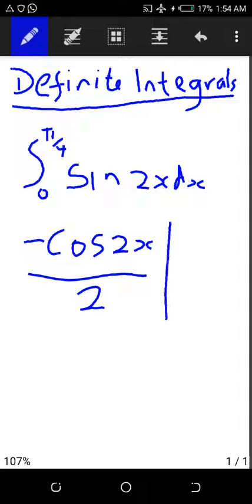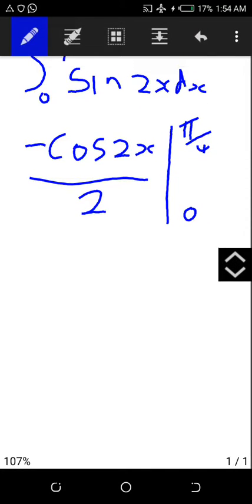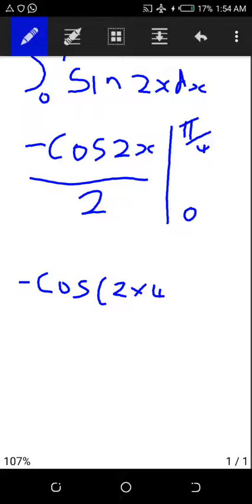And of course, we have to attach the condition, so we have pi over 4 and then 0. Having done this, what we need to do next is to plug in the values of the limit inside the given integral. So our pi over 4, that's 180 over 4, will evaluate to 45 degrees.